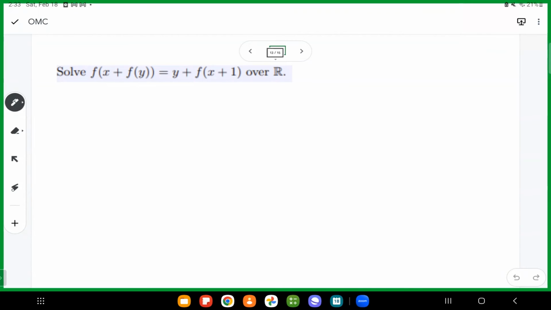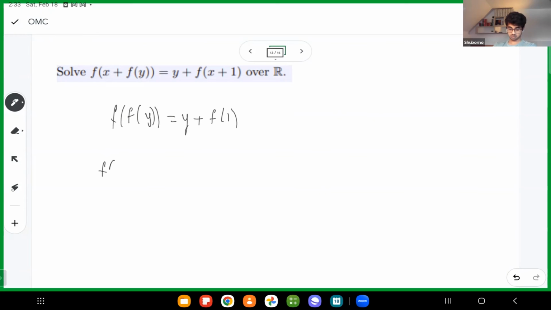Okay, so if you take x as 0, then you get f of y is y plus f of 1. And if you take y as f of y, then you'll get f of x plus y plus f of 1 is y plus f of x plus 1. And you can take x to be x minus 1 then.